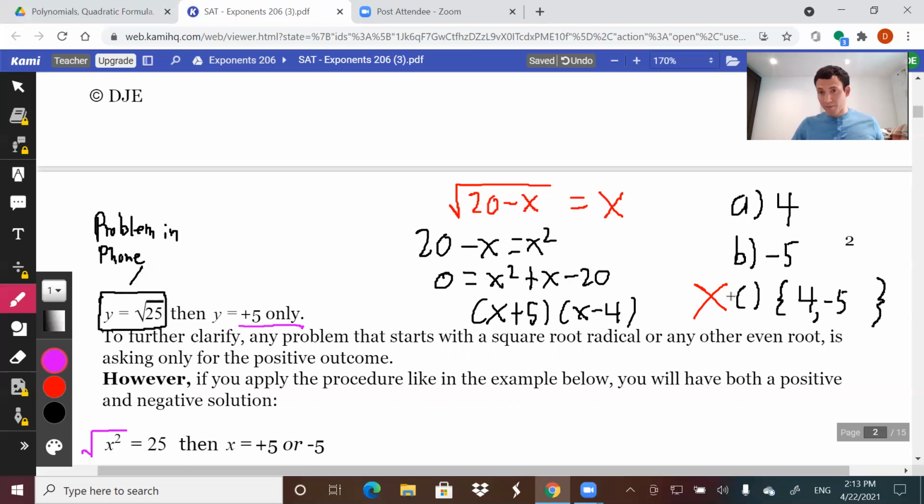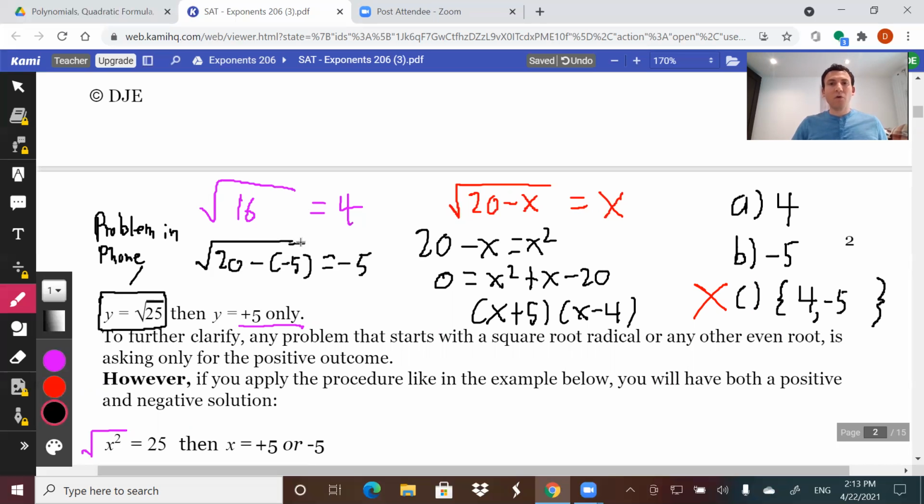But if you think about it this way, if we were to plug in 4, we would have root 20 minus 4, which is 16, and the square root of 16 is indeed 4, which is what we plugged in for x. So if we plug in 4 for x, everything works. Watch what happens if we plug in, and I'll do this in black, the -5. We have 20 minus -5 equals -5. Well, immediately we know we get the square root of 25 equals -5. That can't be. If the radical is already there, it does not want a negative solution, right? It only wants a positive one.